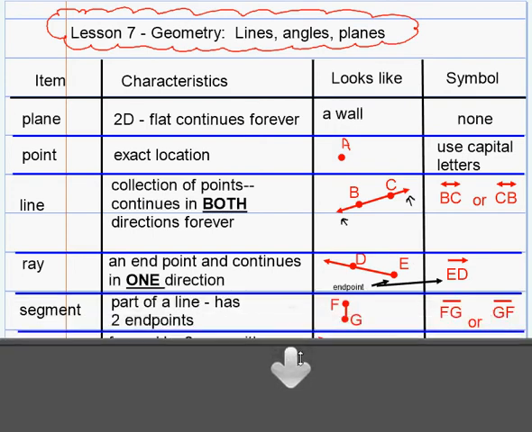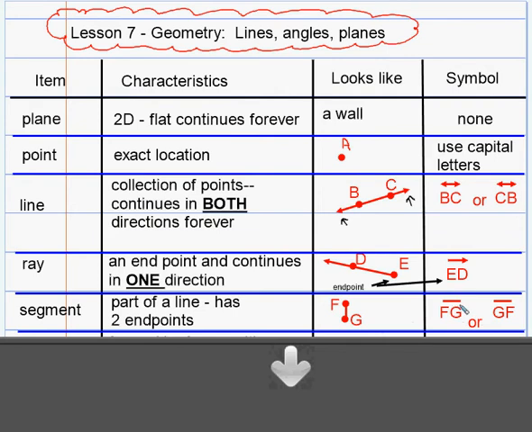Okay, the next one is a segment. And a segment can be any length, but it is only part of a line, and it has 2 endpoints. So the segment is a defined line segment. Okay, it's a definite length. There are no arrows on the ends. There are endpoints. This one is segment FG or segment GF.